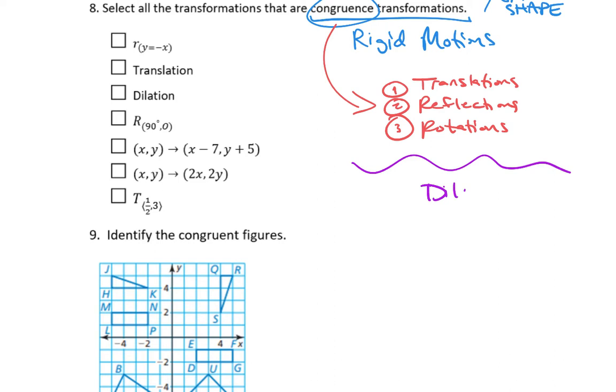The one that's not is a dilation. We call that a symmetry. Words is hard. Not symmetry, similarity transformation. Okay, we call that a similarity. Okay, which means it has the same shape, but it changes its size. It's either an enlargement or a reduction. So what we're trying to do here is pick out the ones that are congruence transformations only.